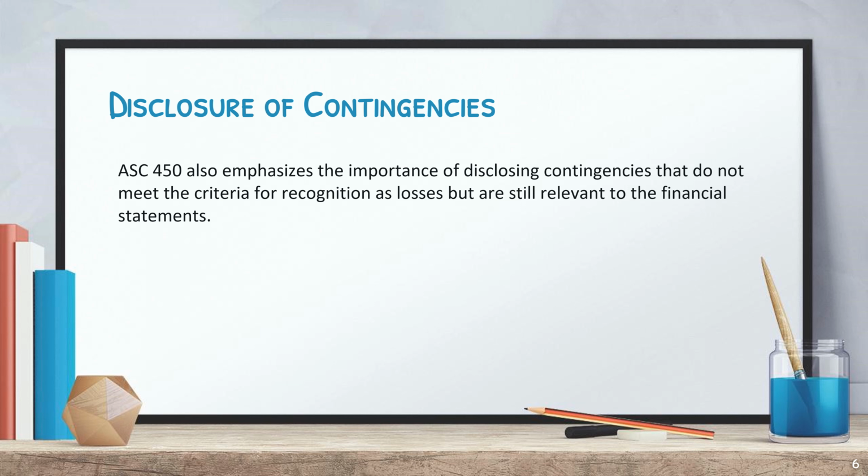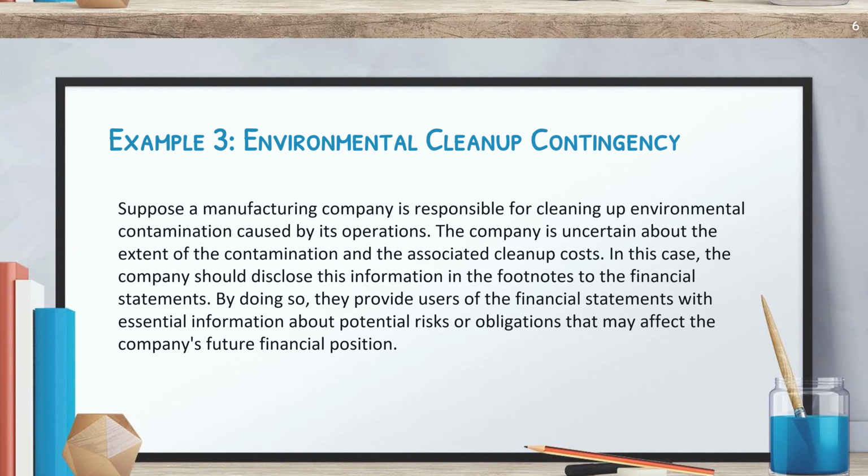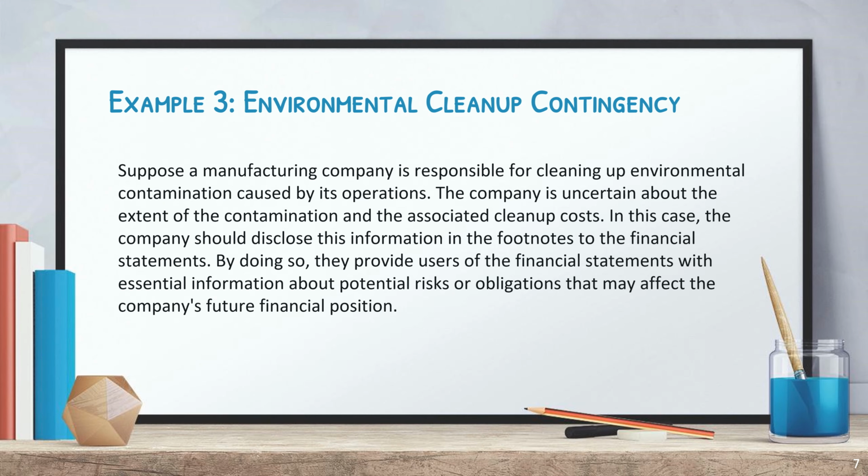ASC 450 also emphasizes the importance of disclosing contingencies that do not meet the criteria for recognition as losses, but are still relevant to the financial statements. Let's consider one more example to clarify this concept. Suppose a manufacturing company is responsible for cleaning up environmental contamination caused by its operations. The company is uncertain about the extent of the contamination and the associated cleanup costs. In this case, the company should disclose this information in the footnotes to the financial statements.